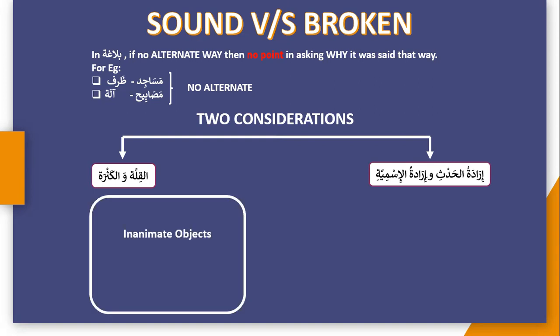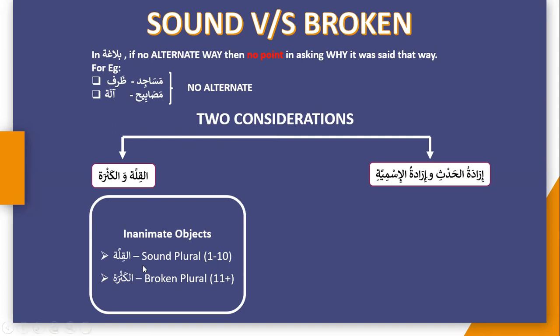So in inanimate objects, that means non-living, not really non-living, but something which does not really move. Mostly non-living things come under it. You will see that in some cases there are exceptions, but qilla means sound plurals from 1 to 10. So that means ghurfatun, ghurafatun, ghurafatin, sound plurals 1 to 10. They signify smaller numbers, 1 to 10. And broken plurals actually signify al kasra, which means 11 plus.